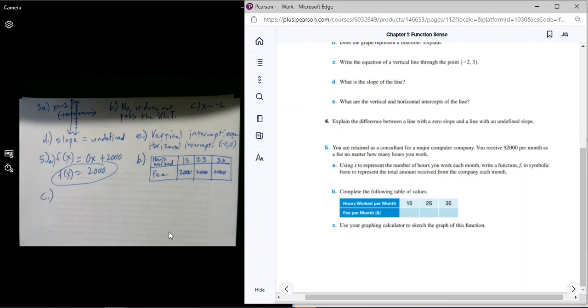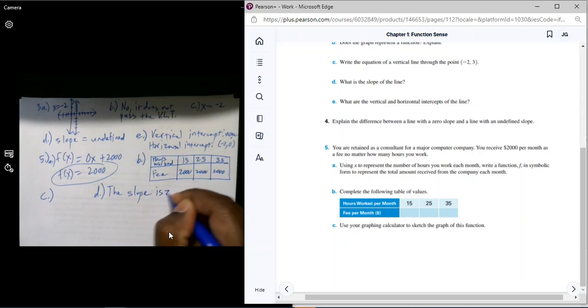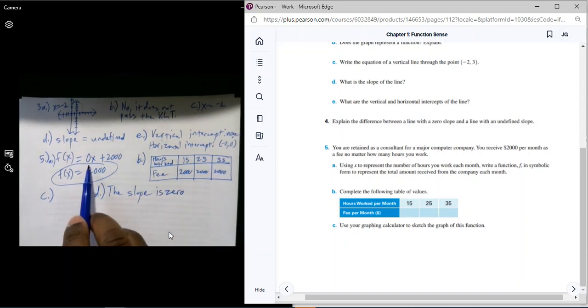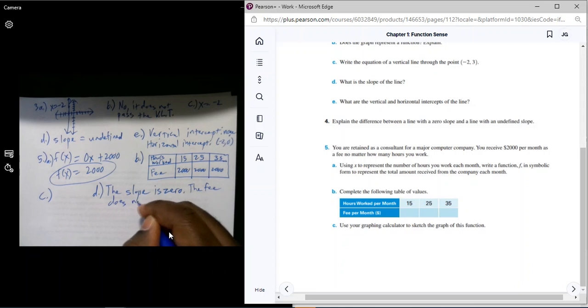Now we come here to D. It says, what is the slope of the line? What is the practical meaning of the slope in this situation? Okay, first of all, we know the slope is 0, because we saw that here, the slope is 0. Okay, the practical meaning of this is the fee does not change. So whenever your slope is 0, that means whatever you're dealing with does not change.